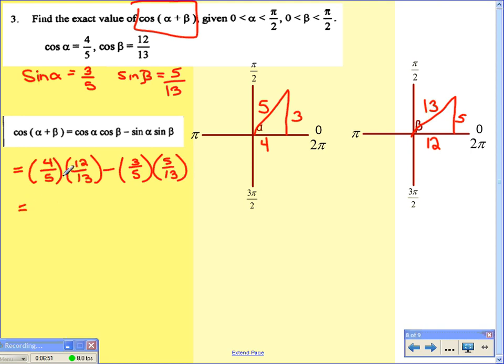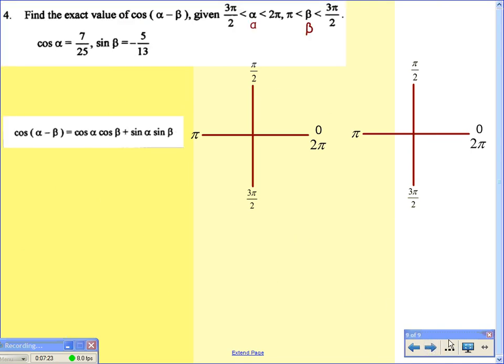We know from fractions we multiply straight across the top, straight across the bottom. We get 4 times 12, which is 48, over 5 times 13, which is 65, minus 3 times 5 is 15, over 5 times 13, which is 65. We subtract and we get 33 over 65. Should our fraction reduce, we would always reduce, but this one does not, so it's simplified and we're done. Yay! Moving on.